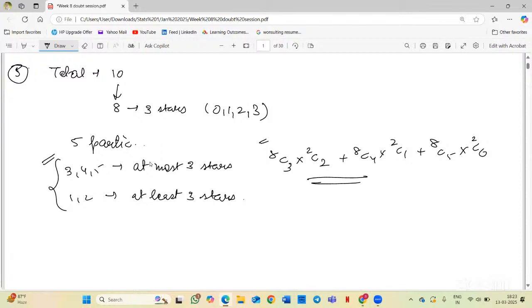Ma'am, how did we get this 2C2, 2C1? Okay. See, we have to take out 5 participants in which the third, fourth, and fifth participant should have at most 3 stars, and the first and second participant should have at least 3 stars. Fine. Now we know that out of 10, we have 8 participants who have at most 3 stars. Correct? Yes, ma'am. So the people whom I have to choose who have at most 3 stars, I would be choosing from these 8 participants.